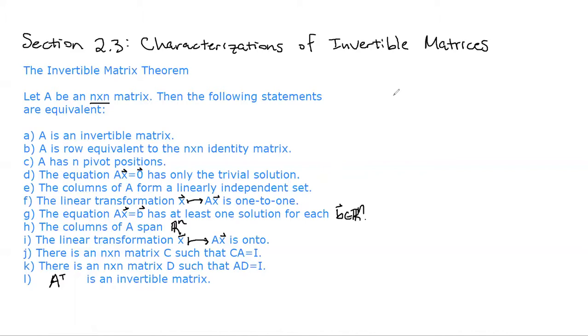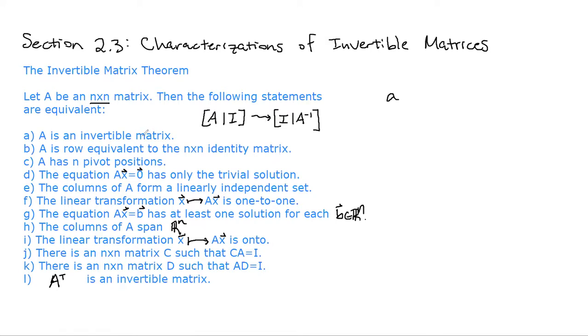Property A says that A is an invertible matrix. We talked about in the last video, if A is an invertible matrix, how do we find its inverse? We find its inverse by augmenting it with the identity matrix and then row reducing. If after we row reduce there's an I, the identity matrix, on the left-hand side, then the right-hand side is A inverse. What this specifically tells us is that in order for A to be invertible, A has to be row equivalent to the identity matrix. That's directly coming from our algorithm.